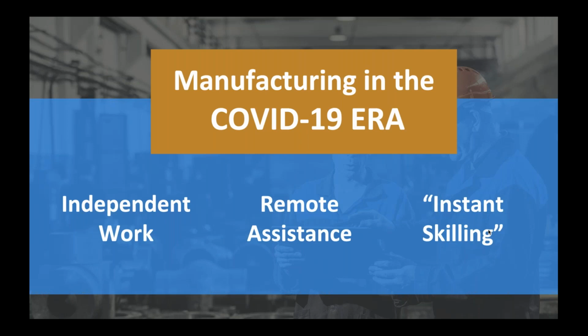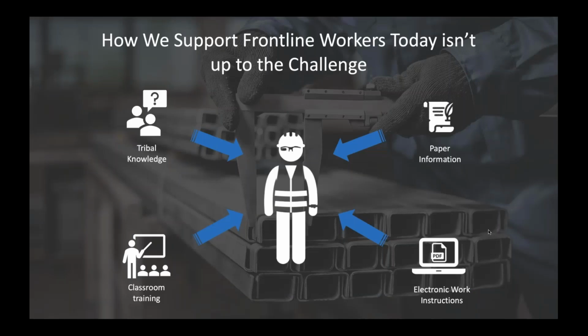So COVID-19 created a huge disruption, exposed some real significant weaknesses in terms of how we train and support our workers on the plant floor and out in the field. And when we started Augmentir a couple of years back, when we looked at the market and we surveyed hundreds of customers, we looked at how they're supporting their frontline workers. And really, if you look at it, not much has changed in the past 20 years.